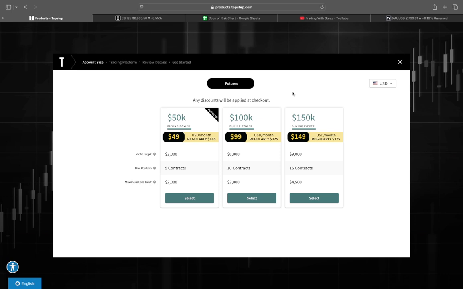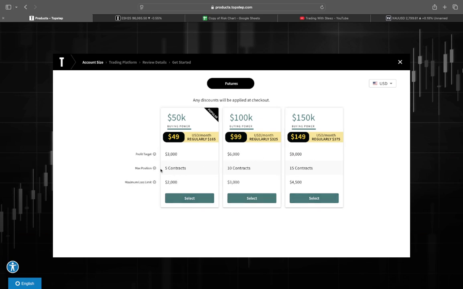Now, I'll just describe the three things that you need to be focused on when choosing these accounts. You got your profit target, which is the amount of money in that challenge that you need to generate to pass the challenge. For 50K is 3,000, 100K is 6, 150K is 9.